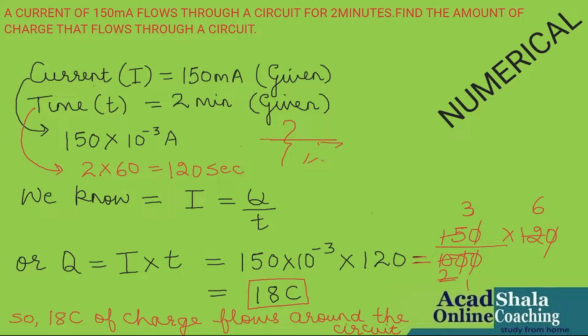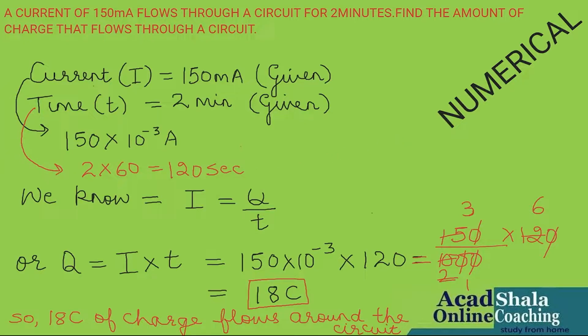Now, the first thing is milliamperes into amperes. So I will write 150 into 10 to power minus 3 amperes. The second thing, minutes into seconds. That is 2 into 60 is equal to 120 seconds. So this work is done.